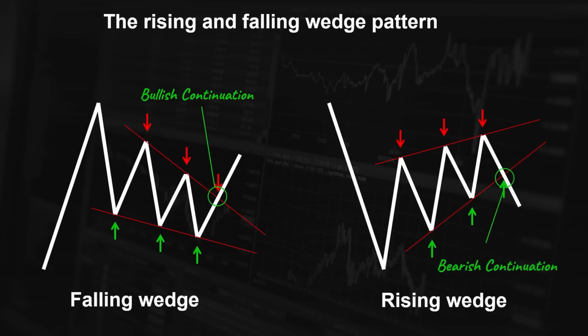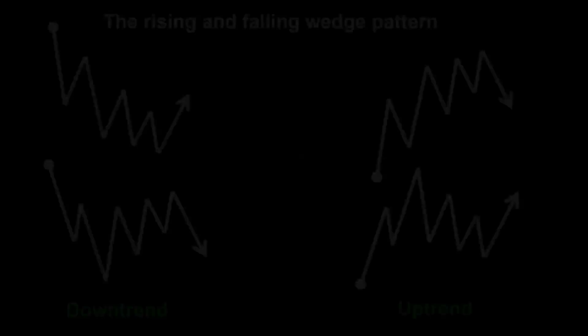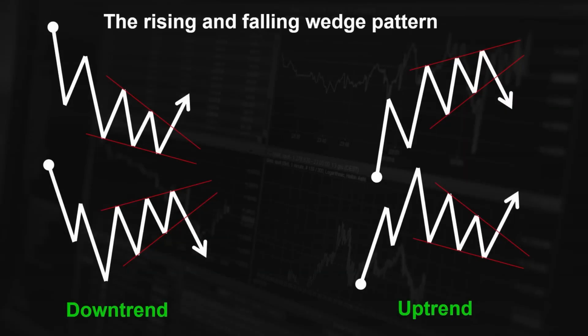Now, considering the market direction, we can identify 4 types of wedge patterns on the chart. But for the sake of this video, we will only talk about the falling wedge in the bull market and the rising wedge in the bear market. The reason is that trading these two will make much more sense since we will be trading along the dominant trend.